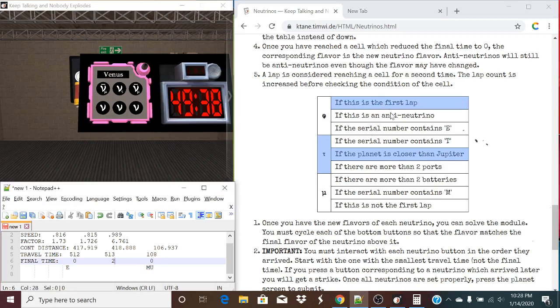And then we're going around, I guess, at this point. So that's done. And that's going to be our second lap. Planet is closer than Jupiter. True. Subtract 1 from 2. And then going down here, subtracting 1, and that's going to end on a mu as well.